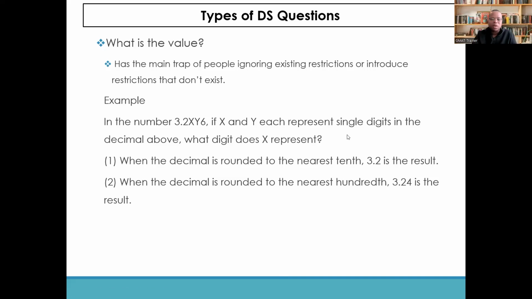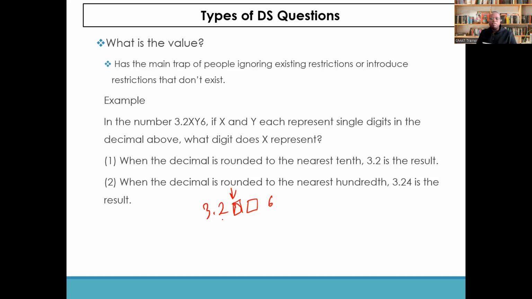So in this case, let's take a look at this example. In the number 3.2xy6, if x and y each represent single digits in the decimal above, what digit does x represent? So we're looking at, let's say these numbers, 3.2, then we have two boxes there, then 6, this is x, y, and 6. We're asked about this number here. What would this number be?